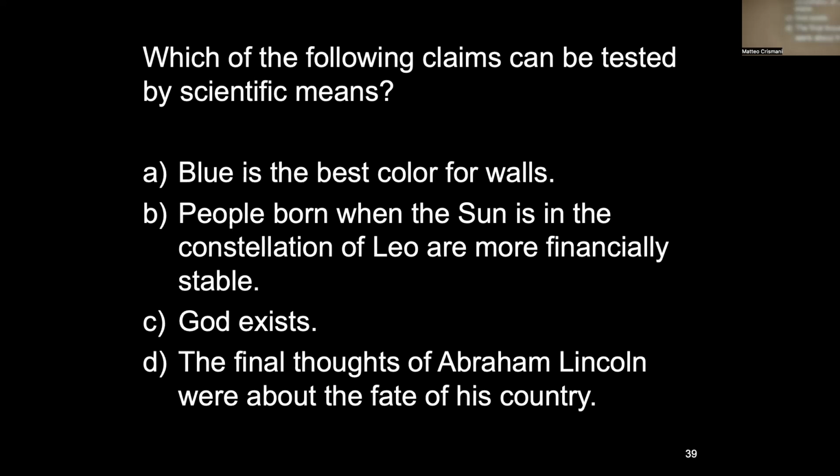A, blue is the best color for walls. B, people born when the sun is in the constellation of Leo are more financially stable. C, God exists. D, the final thoughts of Abraham Lincoln were about the fate of his country.